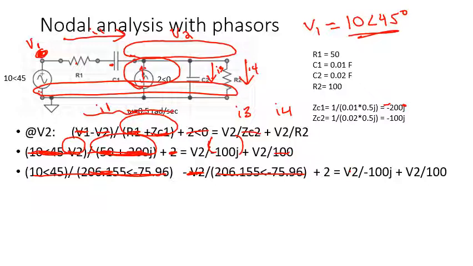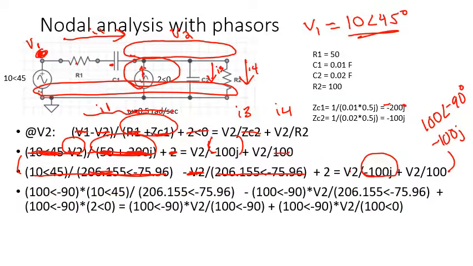Now I get to choose to do something. I'm going to choose to multiply this whole scary equation by negative 100J, which is the same thing as multiplying by 100 phase angle negative 90. Why did I choose that? Because I have that as a denominator right here in this term. So let's see what happens when I do that.